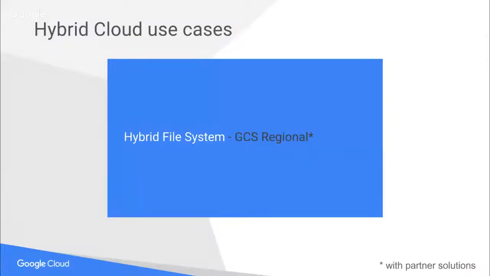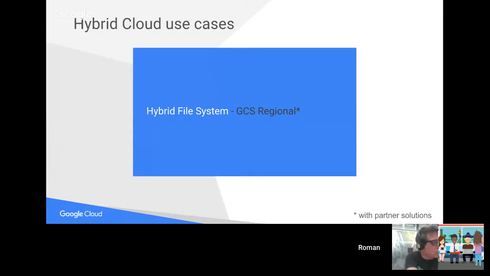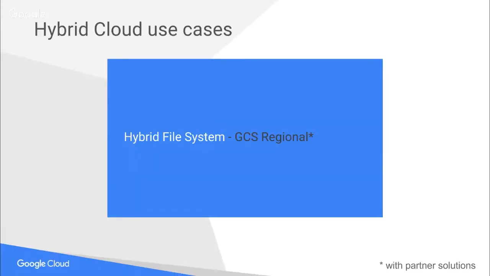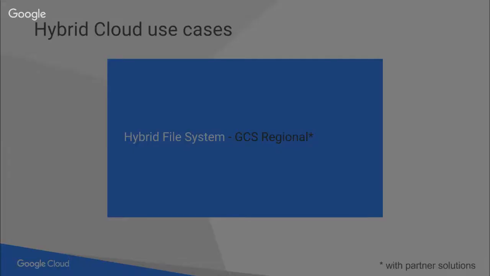So you're right that there are many cases when you have some of the data on-prem, and then for whatever reason, maybe the data set is too large and you don't want to pay the capital cost of investing into petabytes of storage on-prem, and maybe some of the data moves back and forth between multiple offices that you have worldwide. So the technical use case, it's not a business use case, I call it hybrid file system, and that is normally done with Google Cloud Storage Regional plus partner solutions.